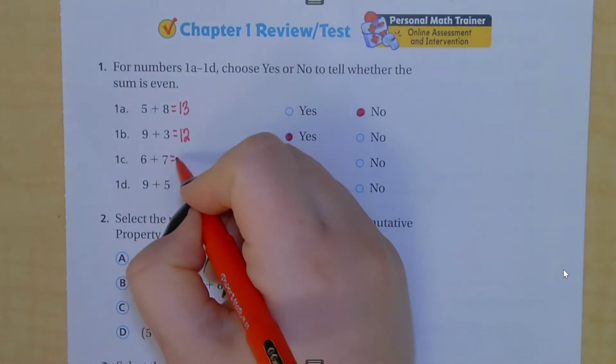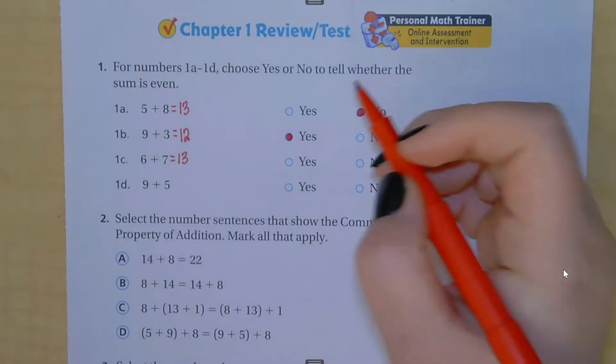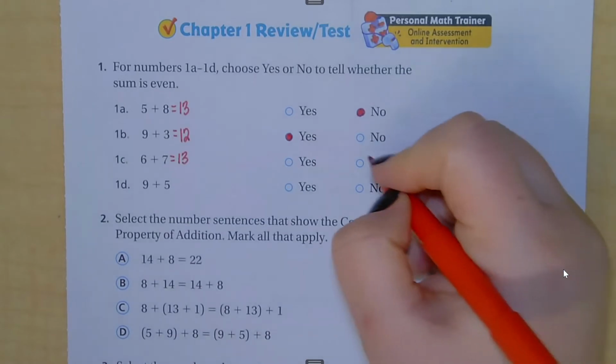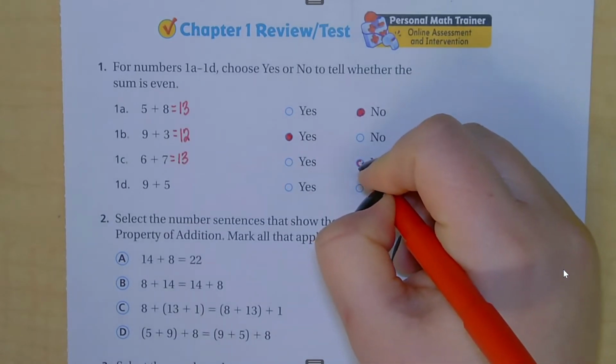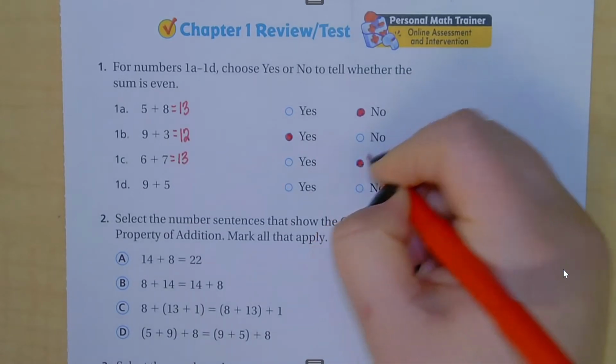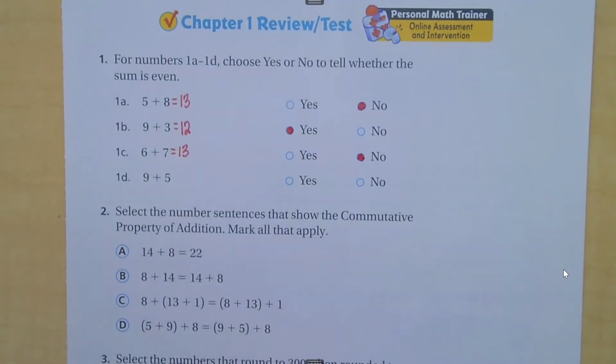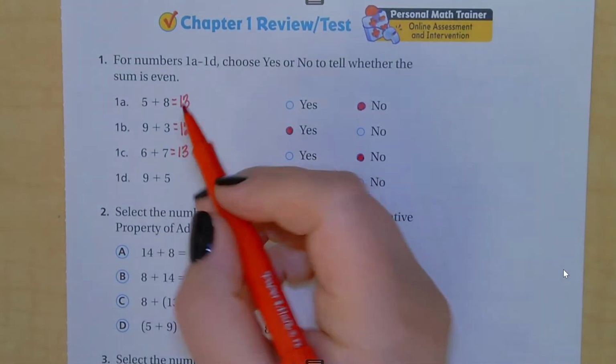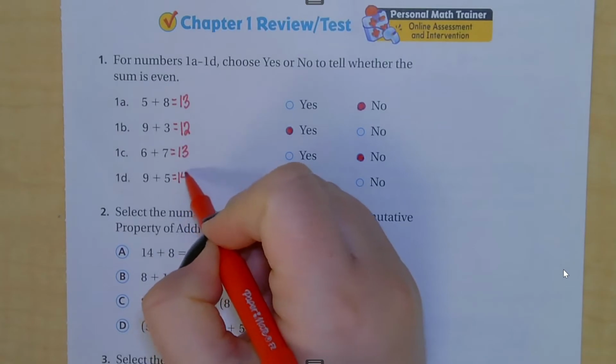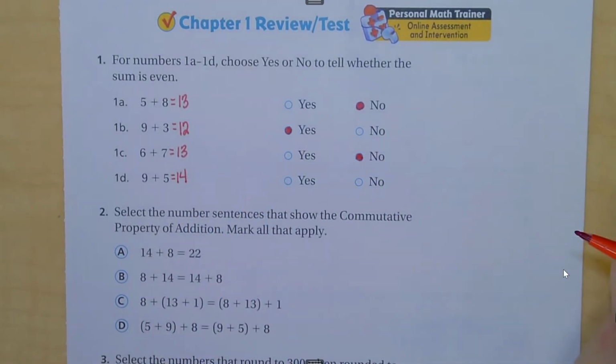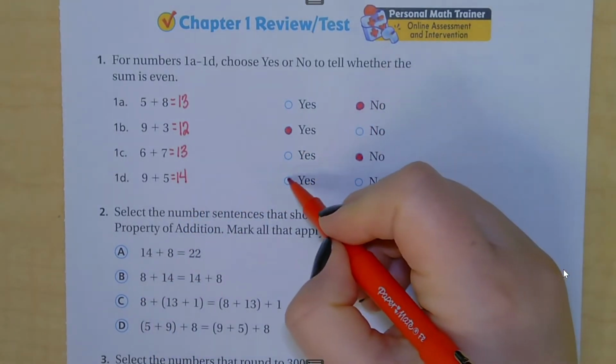6 plus 7 equals 13. Is 13 an even number? No. Make sure you're making corrections on your own study guide as we work through this. 9 plus 5 equals 14. Is 14 an even number? Yes.